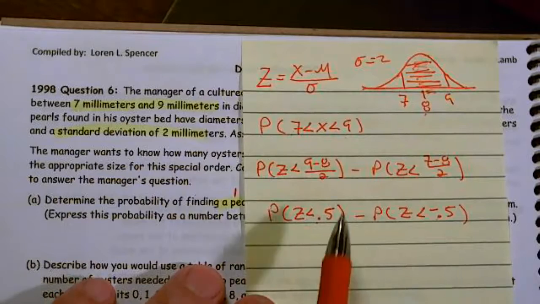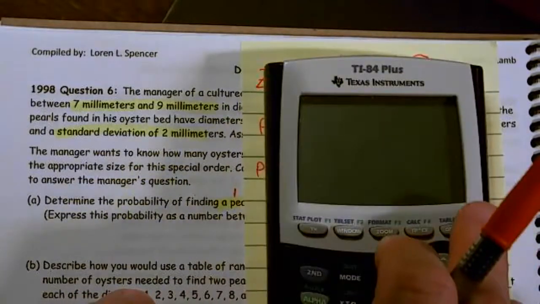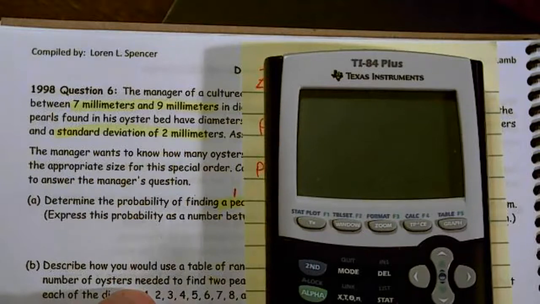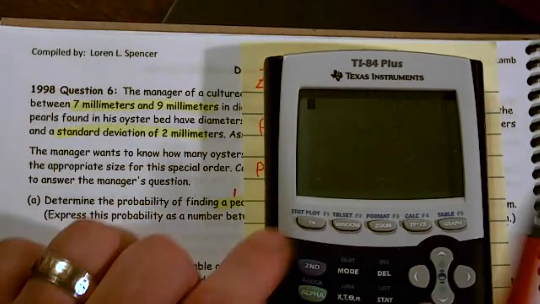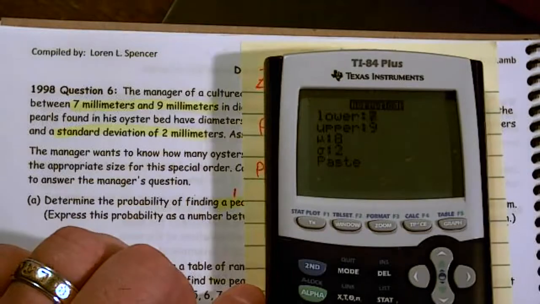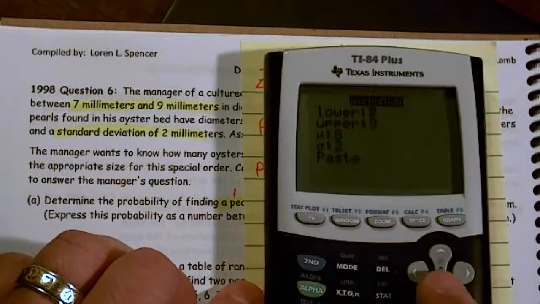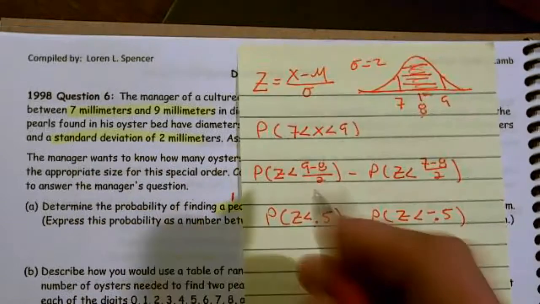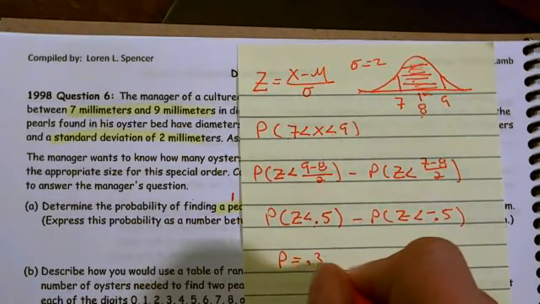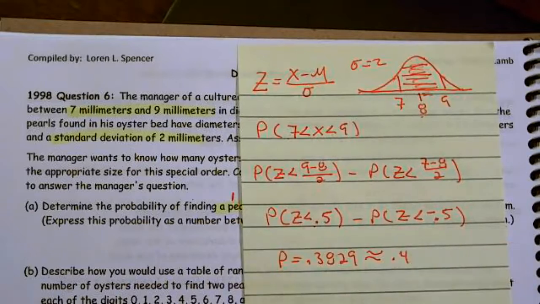Okay, so at this point, you actually have multiple ways to approach it on the calculator, and I'm going to go through 2 of them. On the calculator, I can use the actual values. So second VARS, normal CDF, and we have a lower bound of 7, an upper bound of 9, a mean of 8, and a standard deviation of 2. When we do that, we end up getting 0.3829. So the probability equals 0.3829, and they want us to round to the nearest tenth, which is 0.4. So that's one way to have done it.